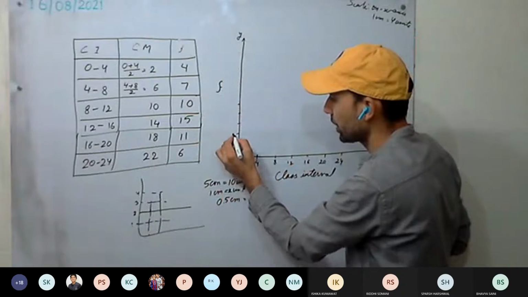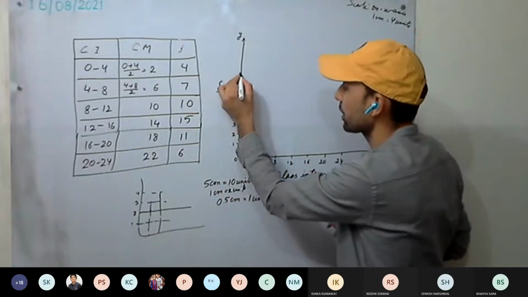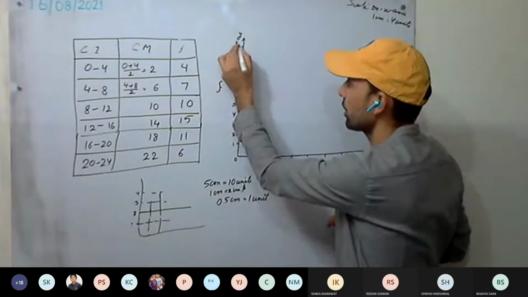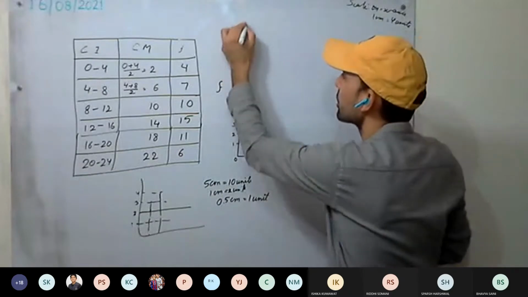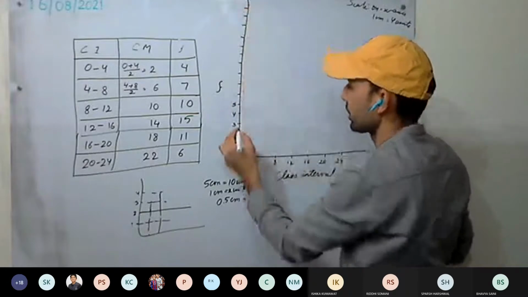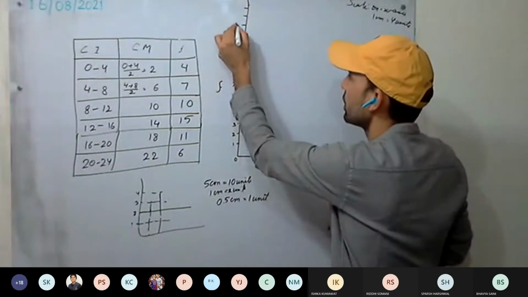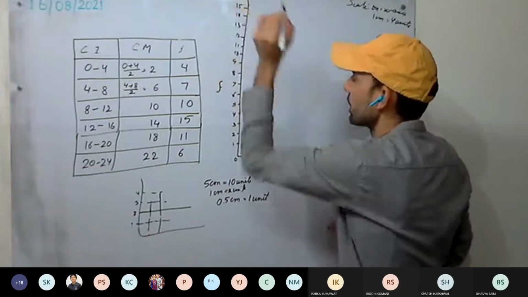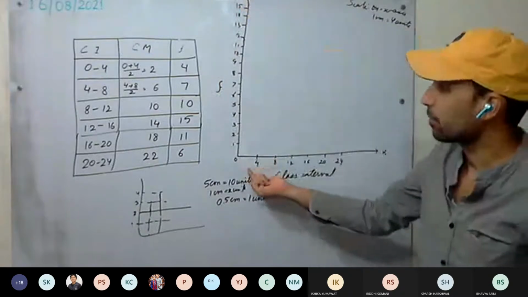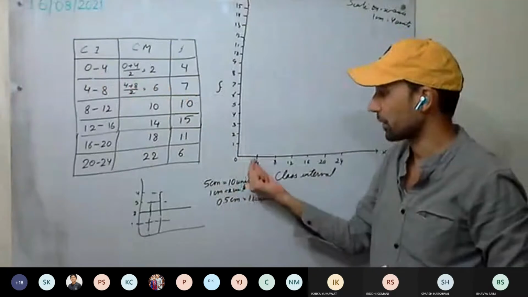So for example, this is 1, 2, 3, 4, 5, 6, 7, 8, 9, 10, 11, 12, 13, 14, 15. Okay. So first one, see here. The graph is starting from 0 class interval, therefore it's fine. We have started from 0.